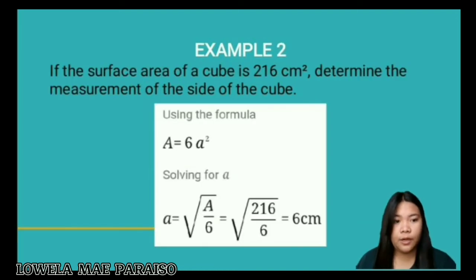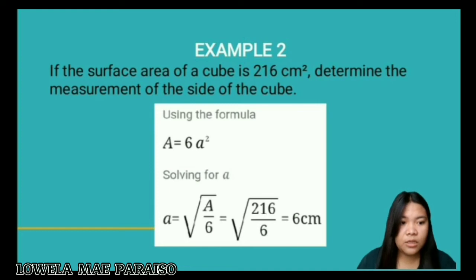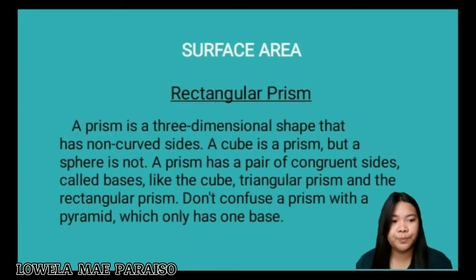So, example number 2. If the surface area of a cube is 216 centimeters squared, determine the measurement of the side of the cube. Using the formula, SA is equals to 6S squared. Solving for S, S squared is equal to 216 divided by 6, which is 36, so S is equals to 6 centimeters. So that's the solution for example number 2.